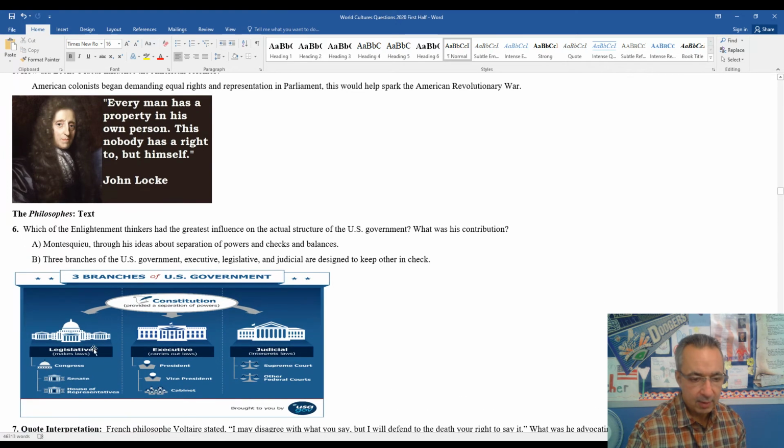So if we look at the structure of the American government, we have the legislative branch. This in America is the Congress, which is made up of the upper house, or the more powerful house, the Senate. Those who serve in the Senate serve 6-year terms, and the House of Representatives, those are 2-year terms.